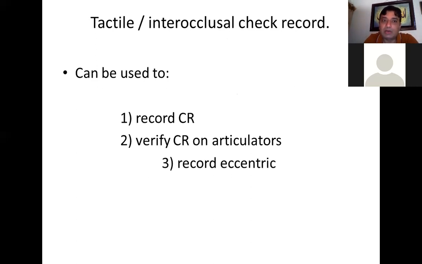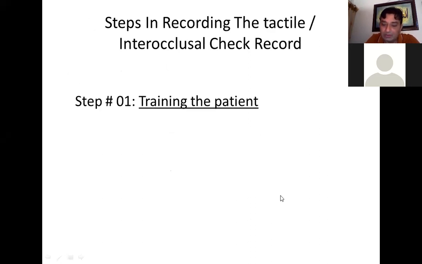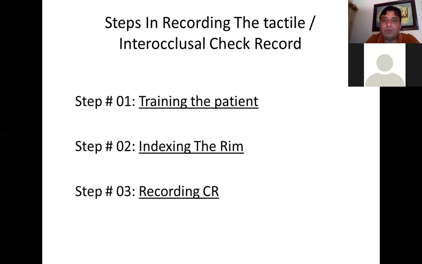The interocclusal check record method, or tactile, is where you use manipulation, your fingers, to bring the mandible into centric relationship by guiding the patient's jaws. That's why this is called the tactile interocclusal check record method. The word tactile is used where you use the sense, the perception, of your patient. In that case, we have three different steps: training of your patient, then indexing, and then the recording.